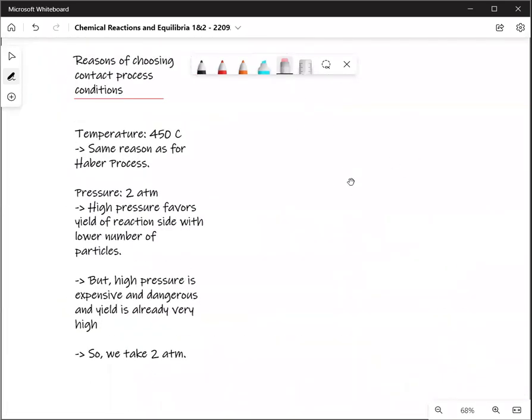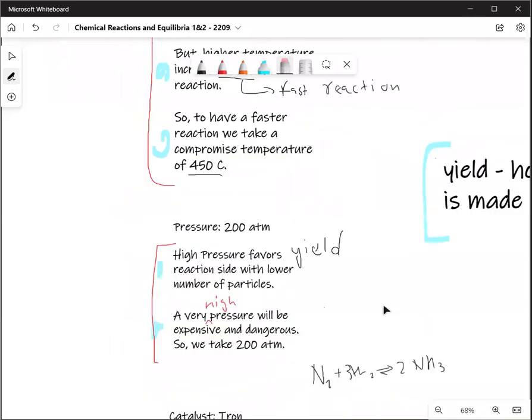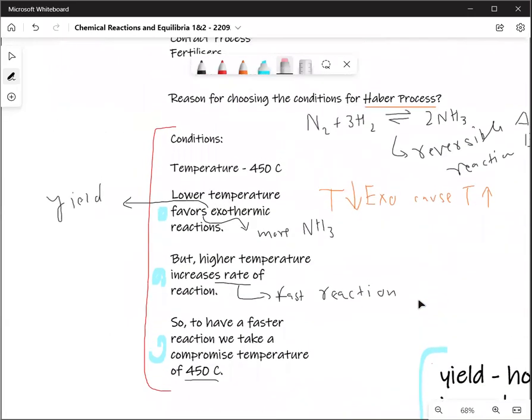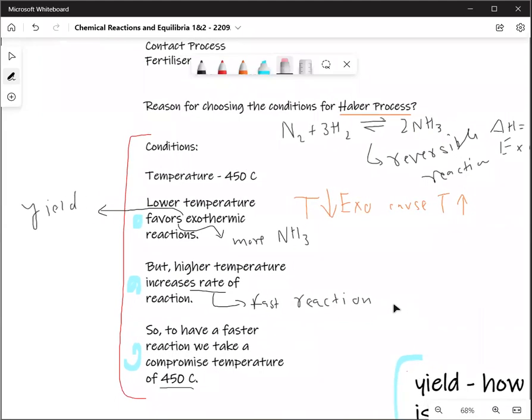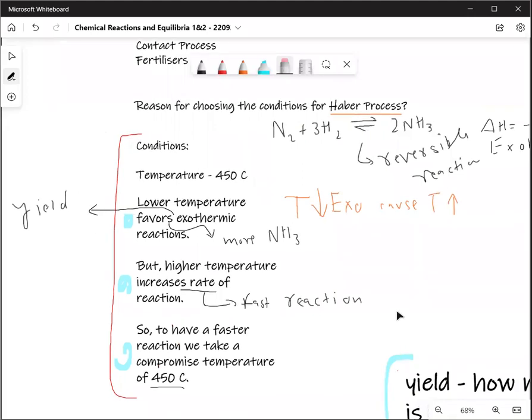How are we going to do this then? So you didn't write any of this? No, the first part I wrote that we wrote before, but this part, that faster reaction we had to compromise, I didn't write. Write it right now. Okay.